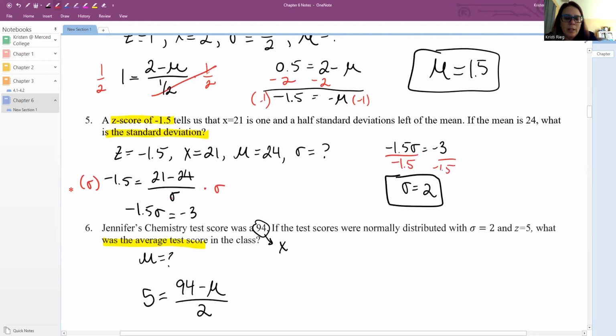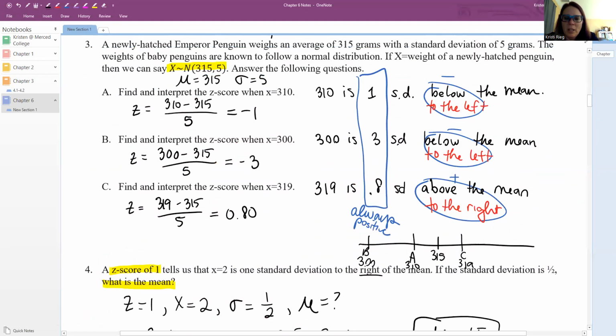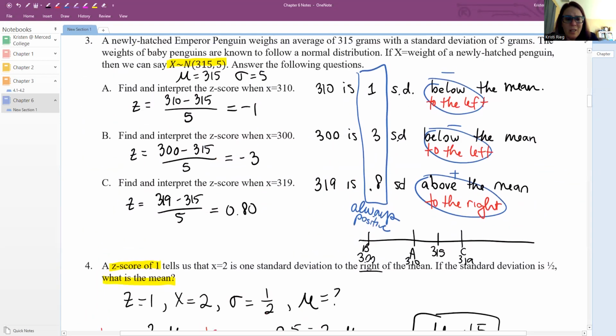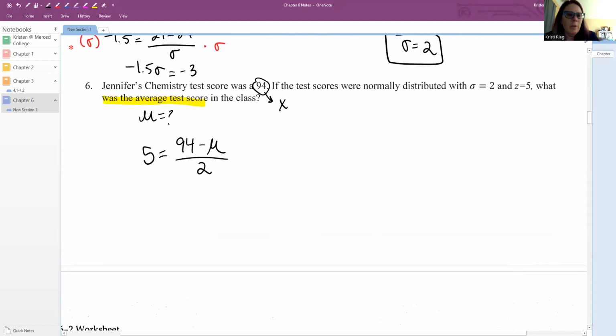Sigma could be unknown, like number 5, or it could be like these problems where z is unknown. And when z is unknown, it's just an arithmetic problem. You just throw it in your calculator. But when you don't know the other 3, you have to do some algebra.